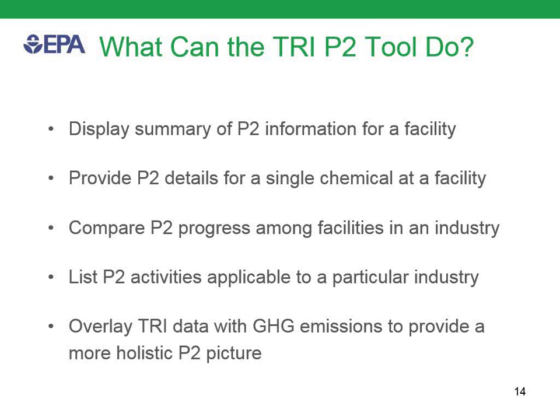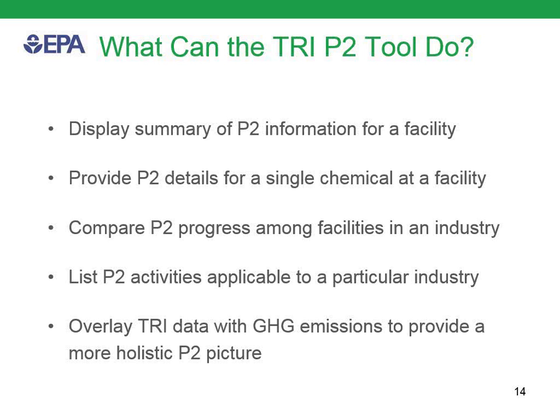So what the TRI P2 tool does is it helps you visualize all of these different metrics to see which facilities are doing better in which of these ways. Starting from some of the simplest things it can do to the most complex, one is just at a facility level, the tool will help you visualize a summary of all the P2 information that a facility has reported. It can then give you details for a single chemical at that facility. When facilities report pollution prevention descriptions, they're doing that for individual chemicals, so it's important to be able to view the information at the level of an individual chemical.